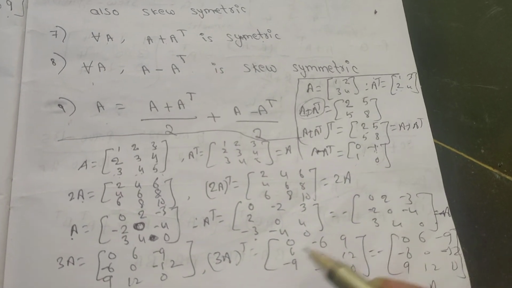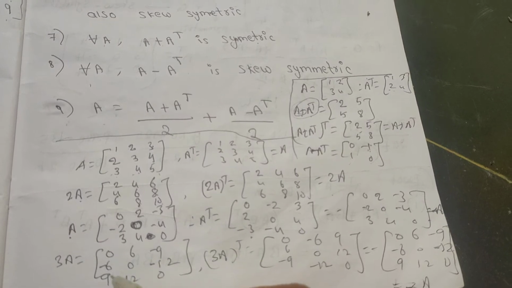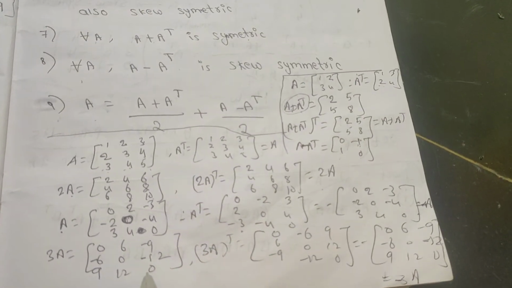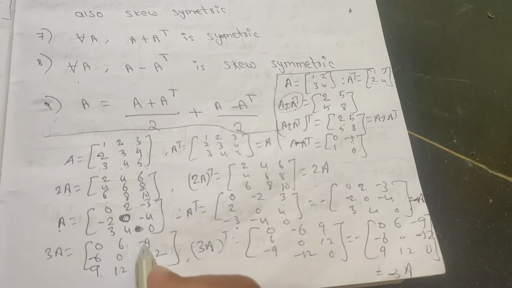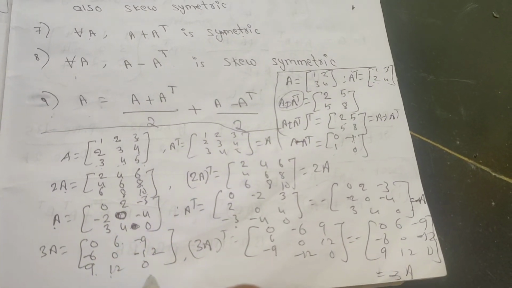Okay, go for 3A whole transpose. 3A whole transpose means write this one as columns as rows, rows as columns. Otherwise, you just check it out. All the principal diagonal elements are zeros, and these two are in opposite sign, these two are in opposite sign, these two are in opposite sign, but same magnitude. So automatically, it is a skew symmetric matrix.